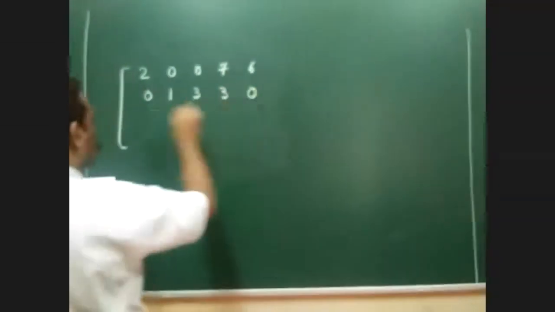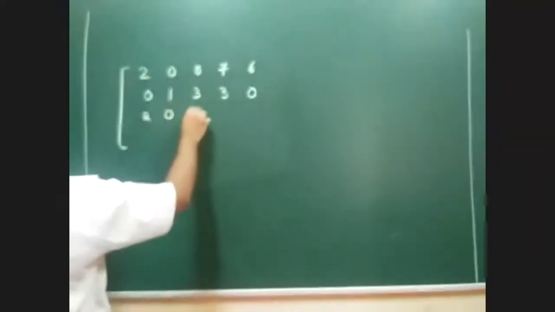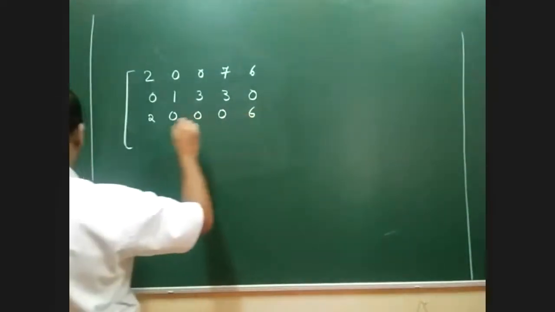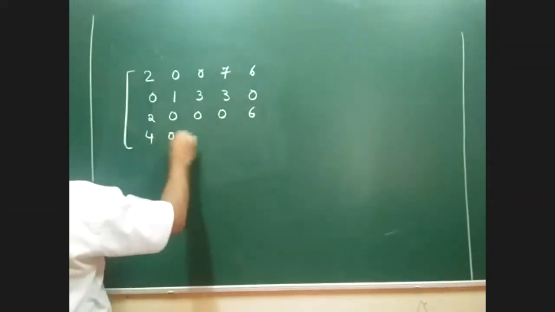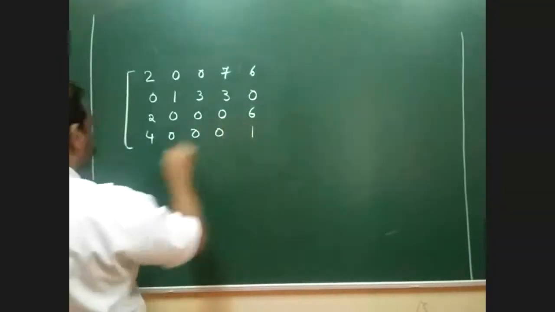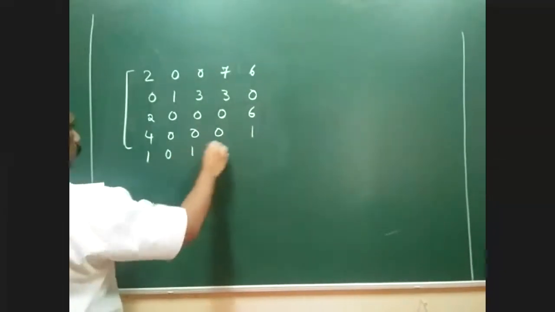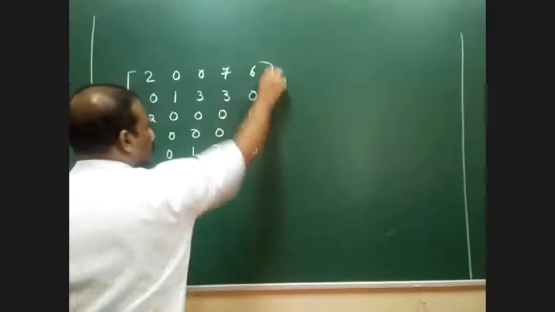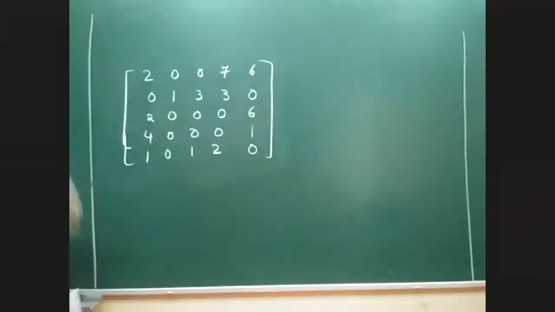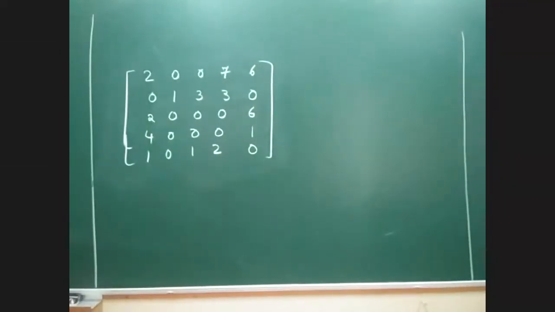So 0, 1, 3, 3 and 0, 2, 0, 0, 0 and 6, 4, 0, 0, 0, 1, 1, 0, 1, 2, 0. Again, this is the last matrix after all the corrections and modification. Now I want one of you to please give me a try. Please give a try and tell me how do we solve this problem, the allocations. I want people to take part in solving the problem.